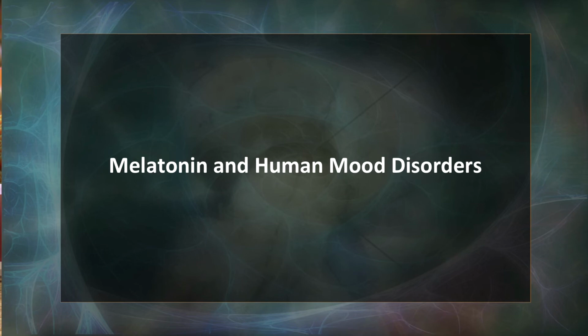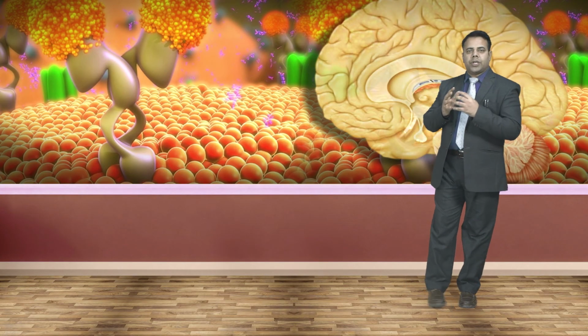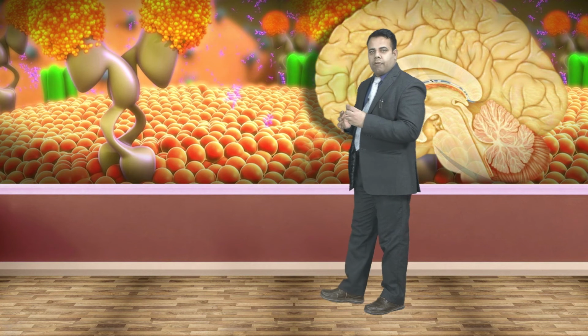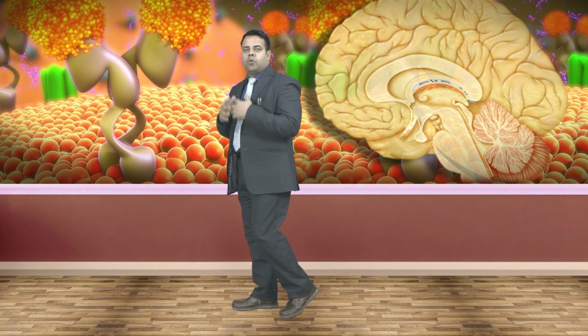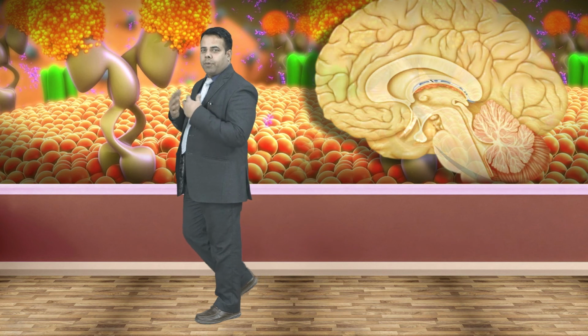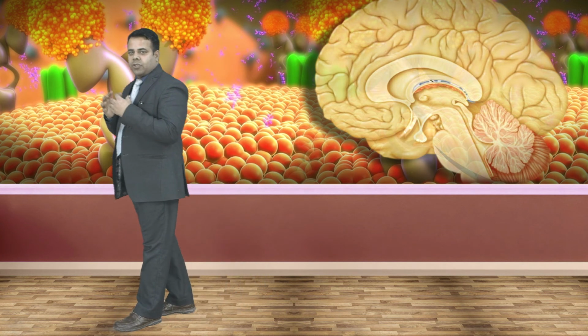Now, the melatonin and the human mood disorders. Depression is the commonest type of human mood disorders described in literature. From the psychiatric point of view, depression covers a wide range of affective states which includes normal and abnormal mood swings. Multiple biological theories have been put forward to explain the underlying causes of depressive illness.